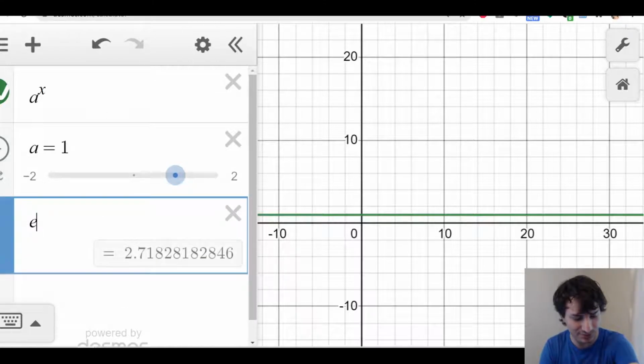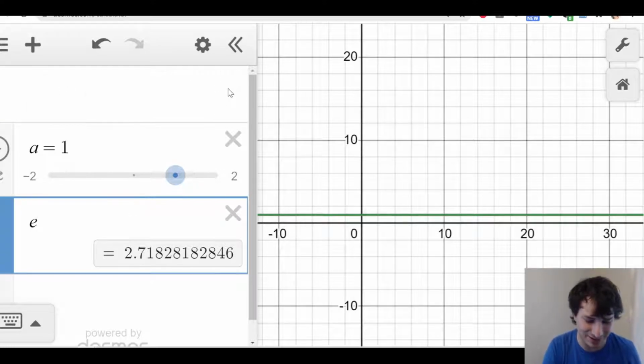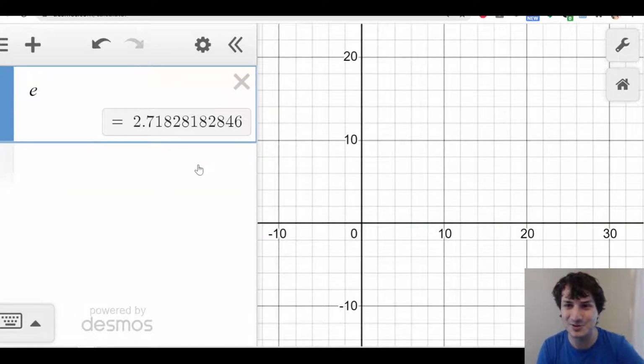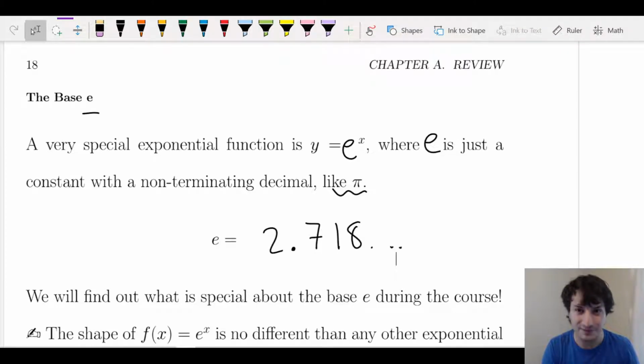Actually, does Desmos know what e is? Oh, there we go. Look, Desmos knows what e is. I don't even need to use Google. So if you put in e in Desmos, it knows it's 2.71828. So did I get it right? 718. Okay, that was pretty close.